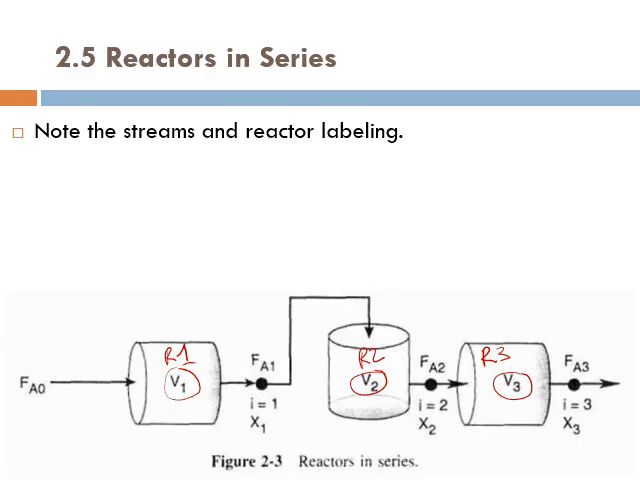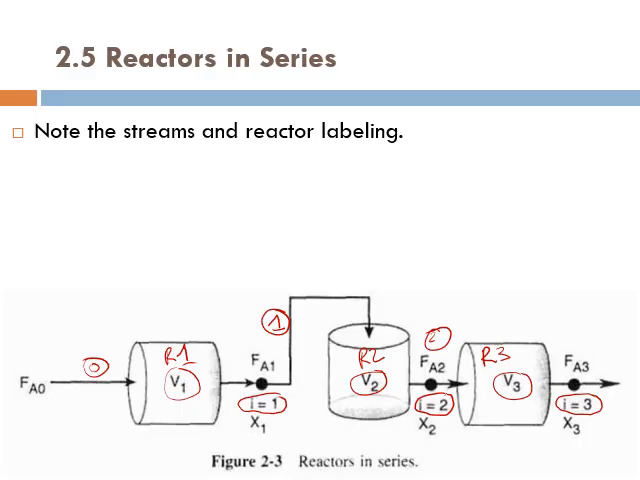Let's look at the stream labeling. Since this is R1, the stream following R1 is stream 1, and the one before it will be stream 0. This is reactor 2, so the stream leaving reactor 2 is stream 2, and the stream leaving reactor 3 will be stream 3. Is that clear now? The labeling.